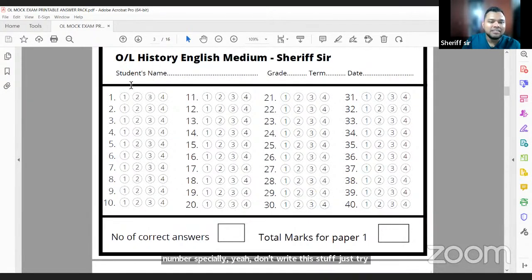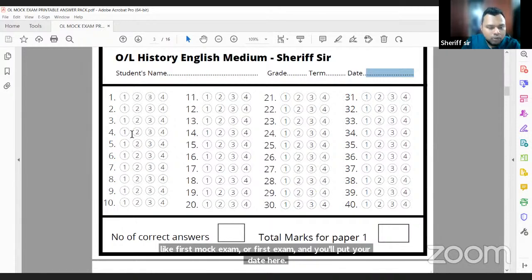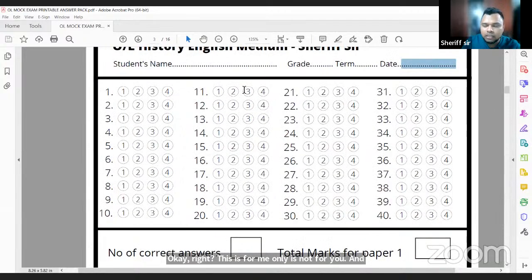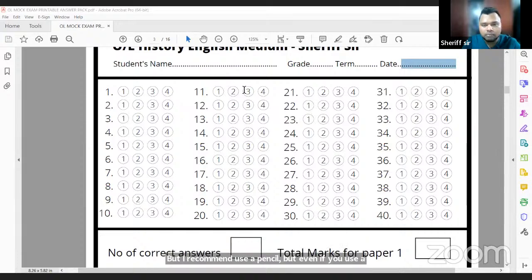That's it. Here we'll write your name, your grade, put O levels here, and for the term put first mock exam or first exam, and put your date here. This is for me only, not for you. When you are answering, use a pencil. There's no hard and fast rule that you can't use a pen, but I recommend a pencil. Even if you use a pen, it is okay, because I will tell you how to void an answer if you made a mistake.